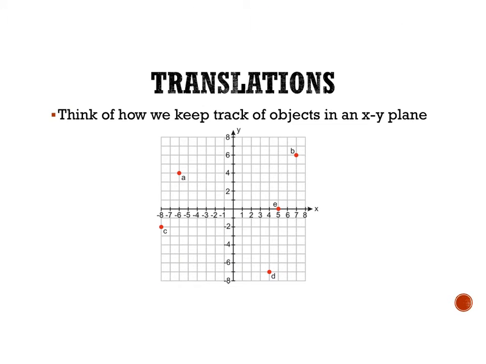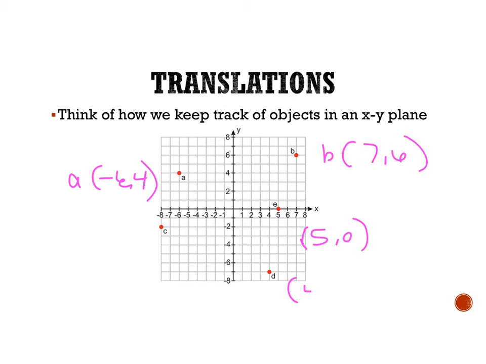As I said before, you want to think of how we keep track of objects in an XY plane. You'll notice here I have 5 different locations. And remember, this is just like math. You track your points using the coordinates. So A would be -6, 4. B would be 7, 6. E would be x is 5, y is 0. D would be 4, -7, and C would be -8, -2. Knowing how to track those locations will be a big part of what we're about to do in game design.